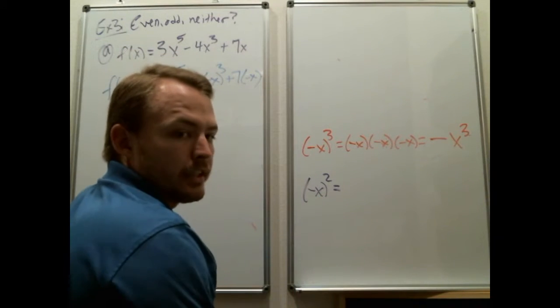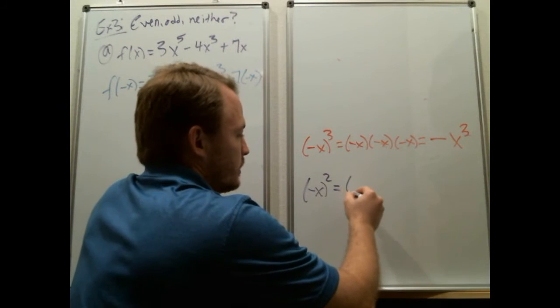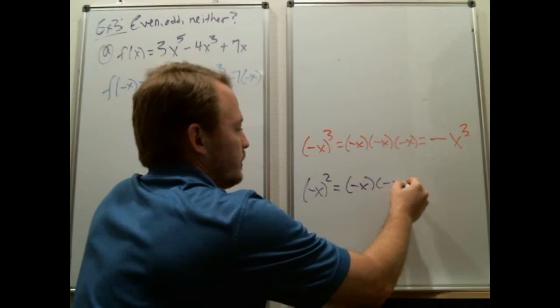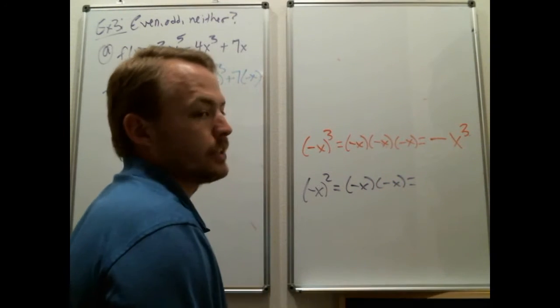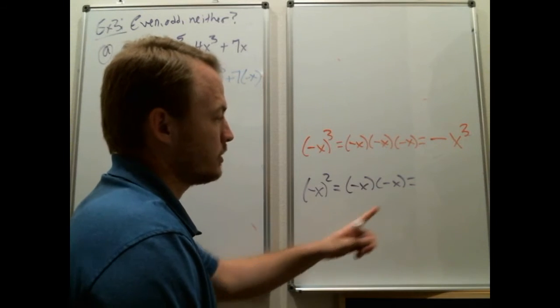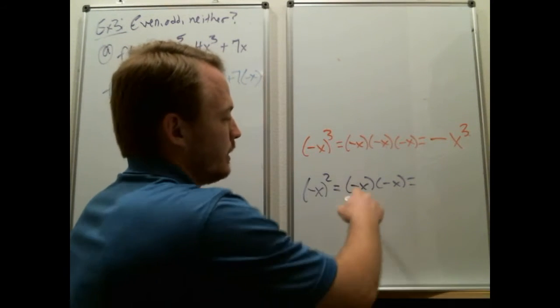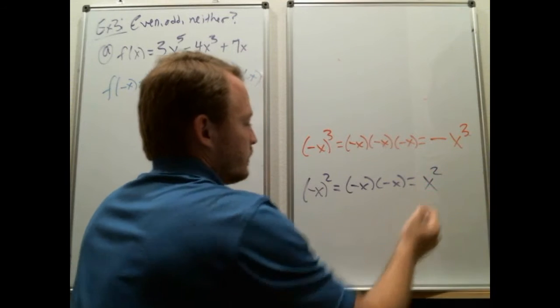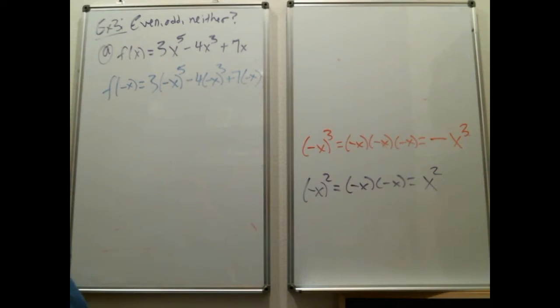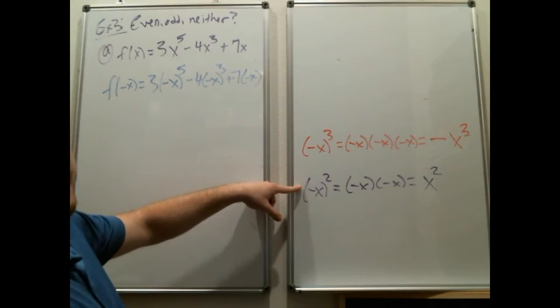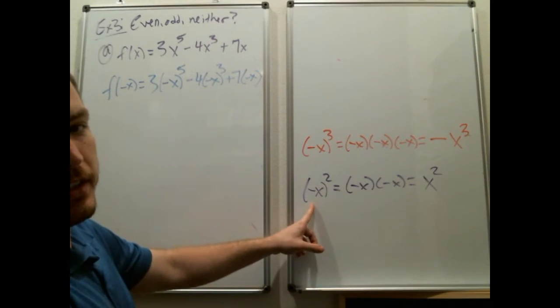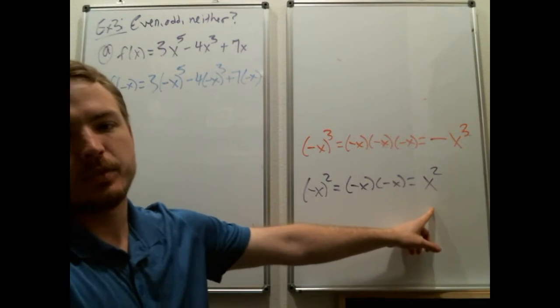This says you have -x times itself 2 times. -x times -x. Negative times a negative is a positive, so my answer is going to be positive. Then x times x is x squared. Alright? So what this tells us is that if you have an even exponent, the negative inside just gets eaten away.